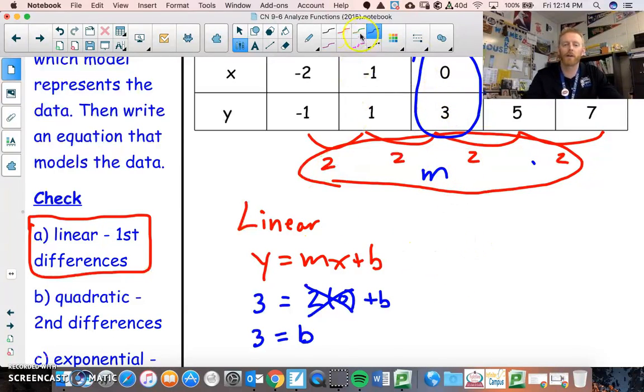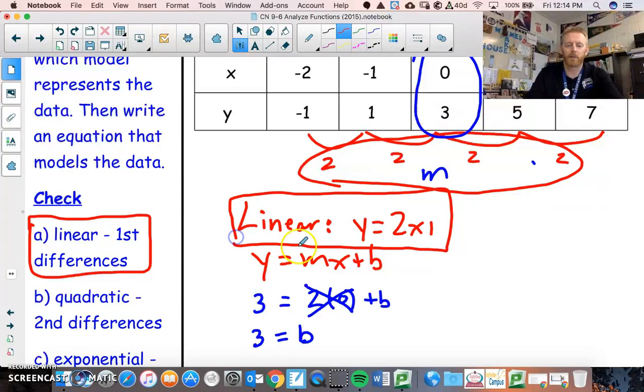So my equation, I better put it in red here, it's linear and it has an equation of y equals 2x plus 3. So this would be my official answer. That's an ugly line. I'll try again.